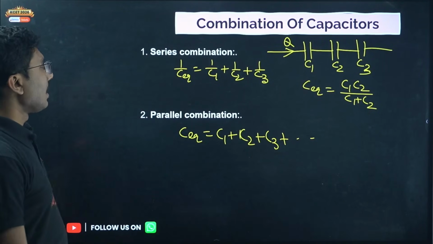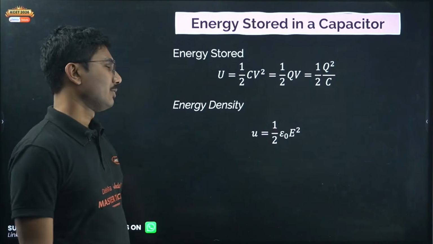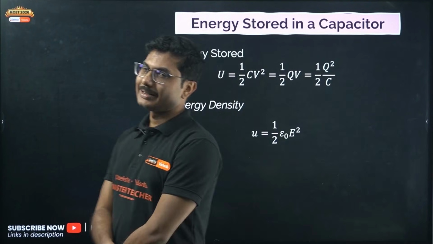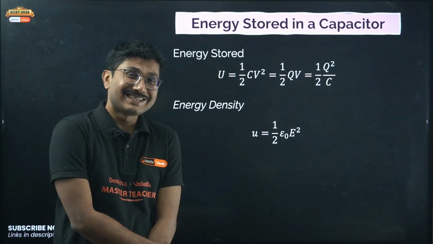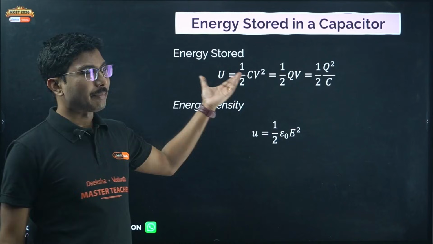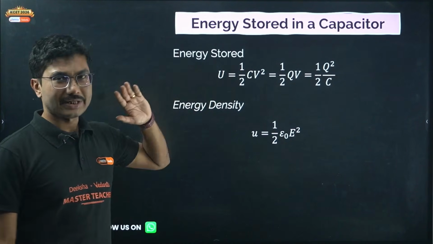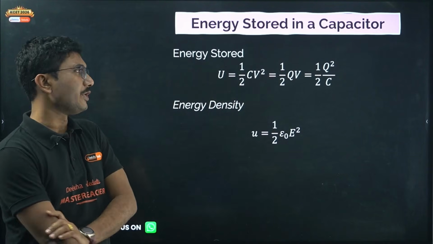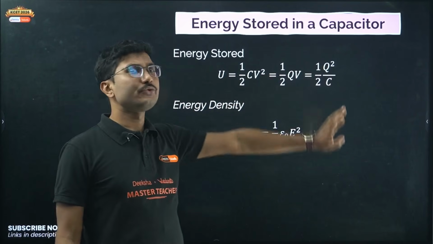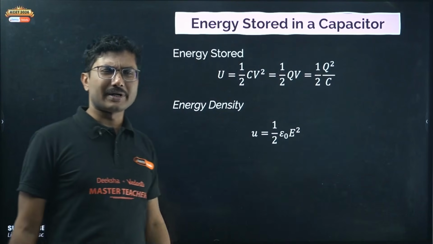Okay, clear? Now last topic of the day, energy stored in a capacitor. A capacitor is basically a device which is storing energy. That is the main purpose of the capacitor. Now how much energy will it store? Obviously the derivation is not part of the syllabus. Energy stored in a capacitor is given by half CV square. Half Q into V is the alternate form, and half Q square by C is again the energy stored formula. So these are the same formula, only three different forms.